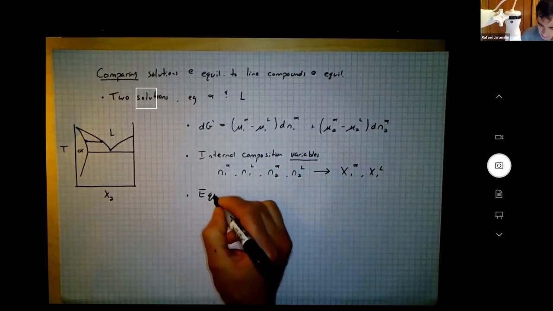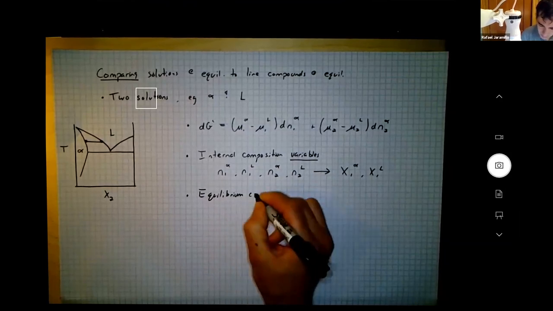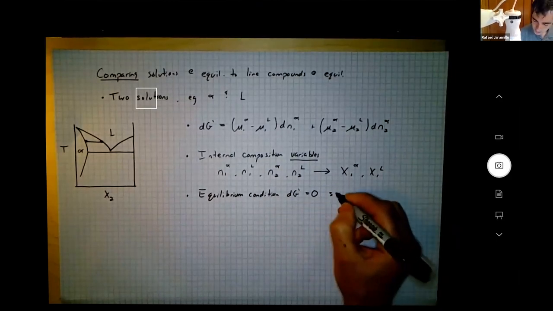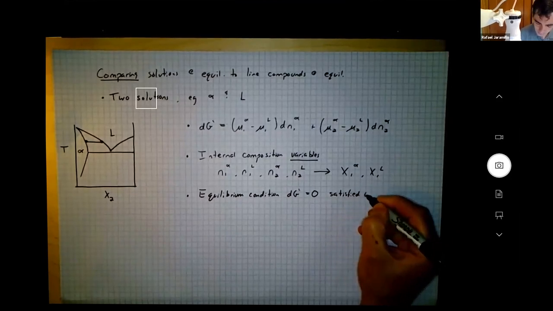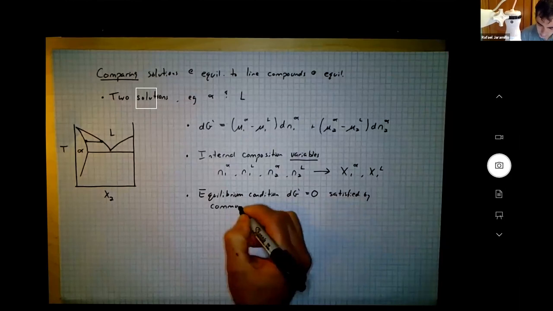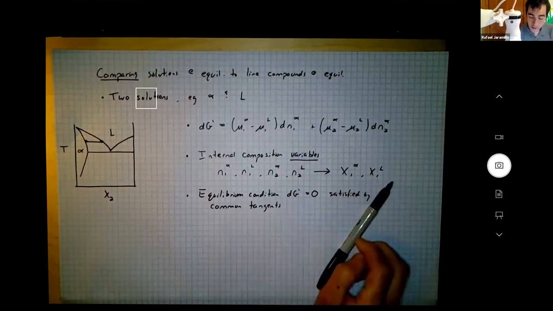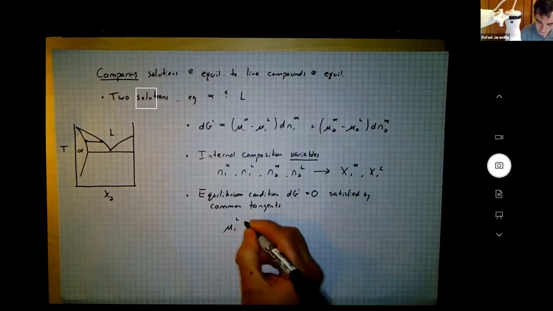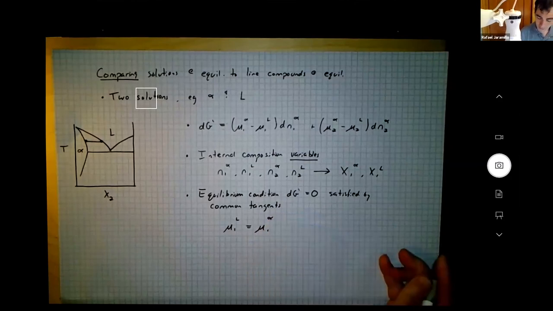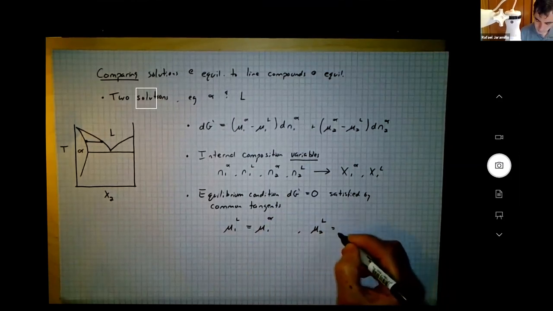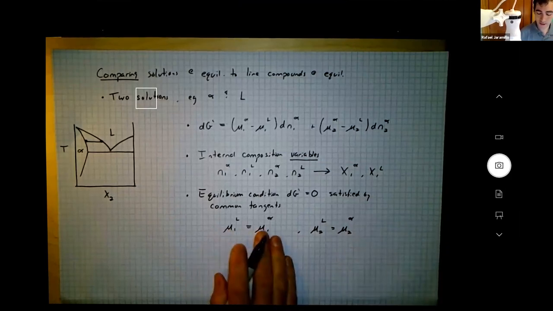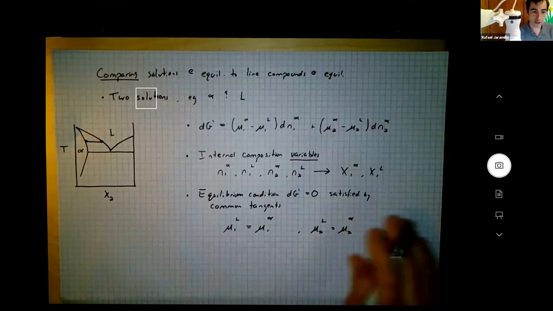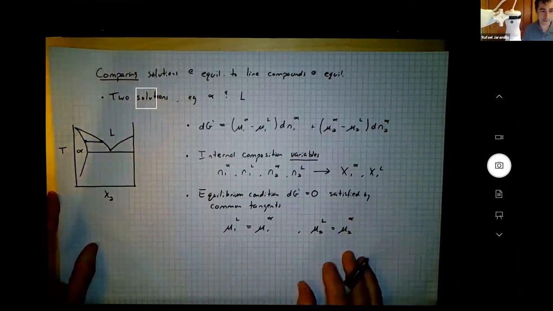And the equilibrium condition, dG equals zero, is satisfied by common tangents. What do I mean? Coefficients equal to zero. That's what the common tangent ensures, that the coefficients are zero. Chemical potentials are the same in both phases, so the coefficients are zero. That's ensured by the common tangent construction. So this is recalling. Now let's imagine two line compounds.